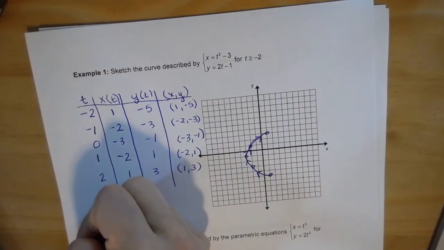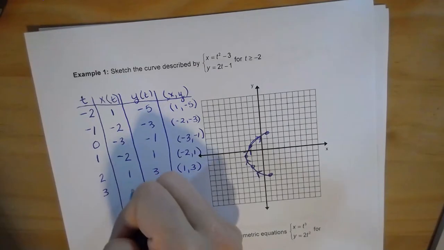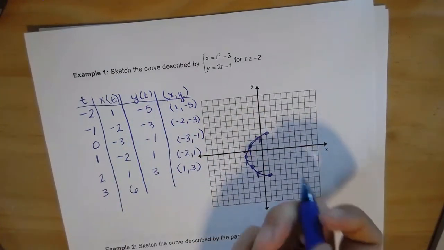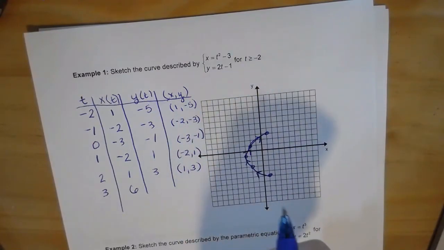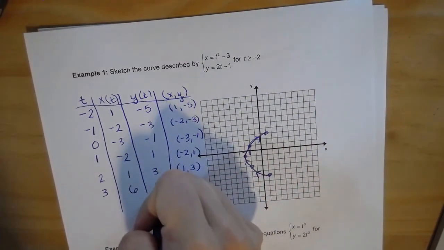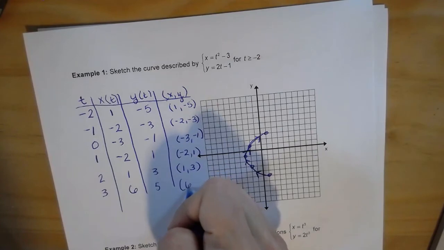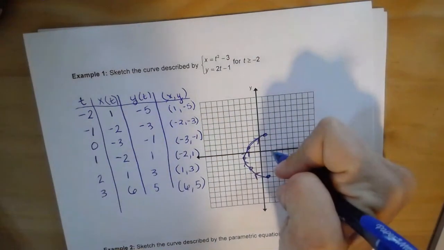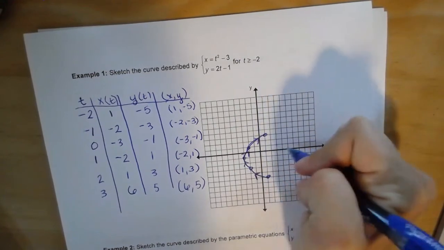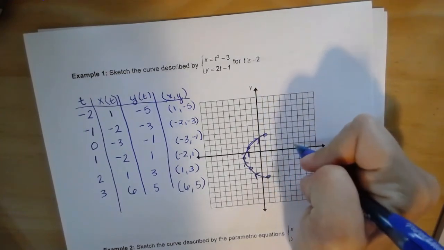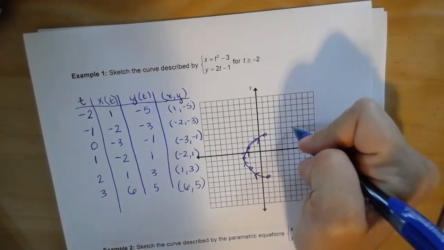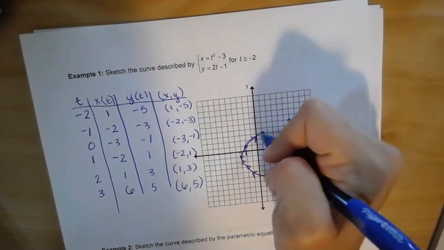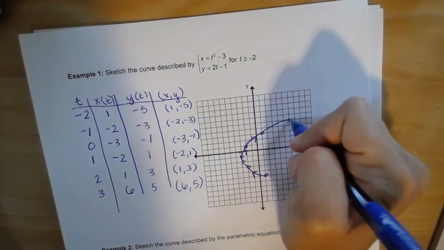So if I do 3, I get 9 minus 3 is 6, and 10 minus... 6 minus 1 is 5. So I'm at 6, 5. So 1, 2, 3, 4, 5, 6. 1, 2, 3, 4, 5. Alright, now what can we assume?